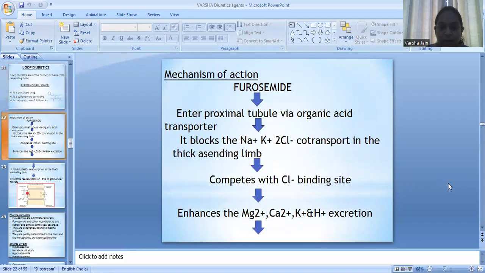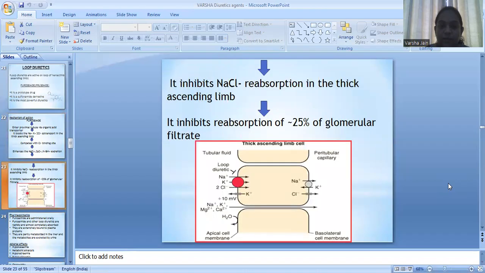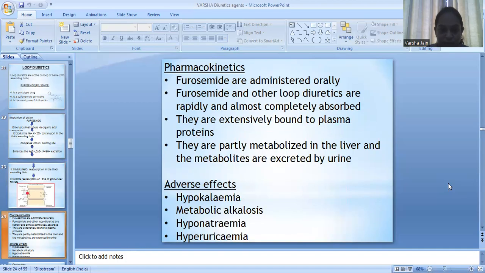Mechanism of action of furosemide: furosemide enters the proximal tubule by organic acid transport. It blocks the sodium, potassium, calcium co-transport in the thick ascending limb. It competes with the chloride binding site and enhances the magnesium, calcium, sodium, potassium, and hydrogen excretion. It inhibits sodium chloride reabsorption in the thick ascending limb, and inhibits reabsorption of 25% of the glomerular filtrate.